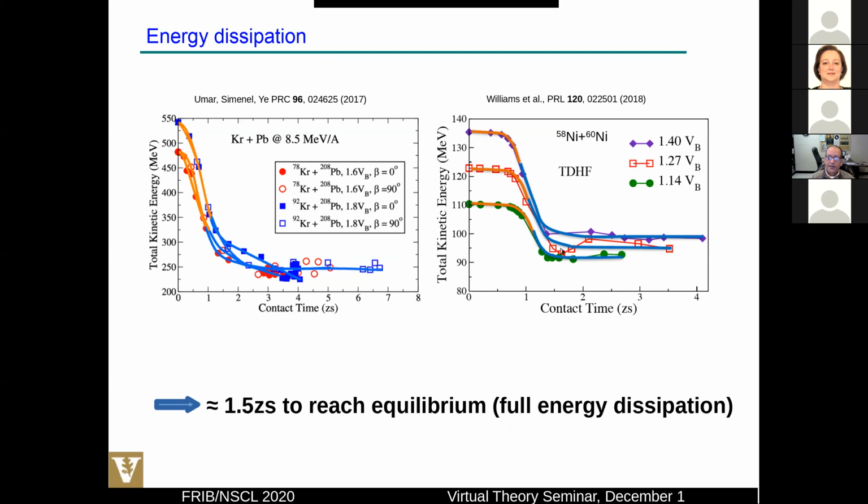And then larger contact times correspond to more dissipative collisions, deep inelastic collisions. And so it's nice to see that the equilibration happens when nuclei actually stay together longer, right? So from that, you can conclude that about 1.5 zeptoseconds is sufficient to reach full energy dissipation.